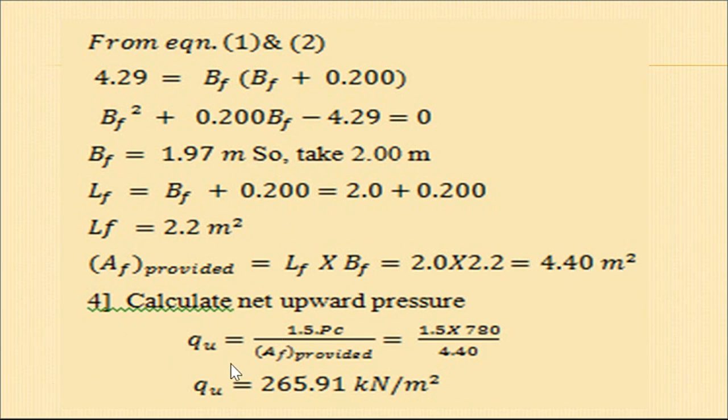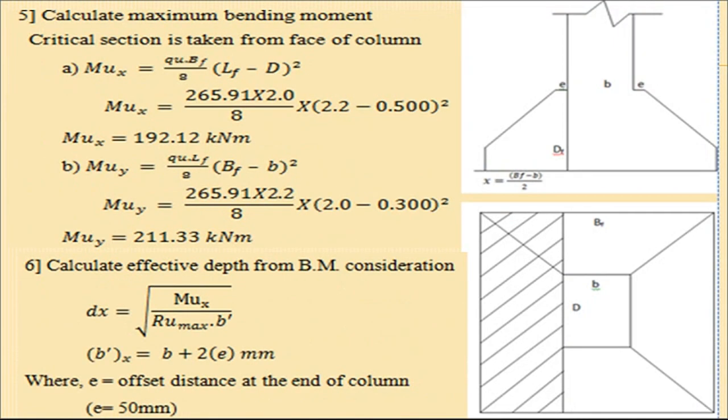Then calculate the net upward pressure. Q1 is equal to 1.5 times PC divided by area of footing provided. So net upward pressure from the soil to the footing is uniform, that is 265.91 kilonewton per meter square instead of trapezoidal. Now again calculate the maximum bending moment. For maximum bending moment we take the critical section at the face of the column, and here we get the mu x using the same formula 192.12 and mu y using the same formula which has already been discussed in the previous lecture 210.33.